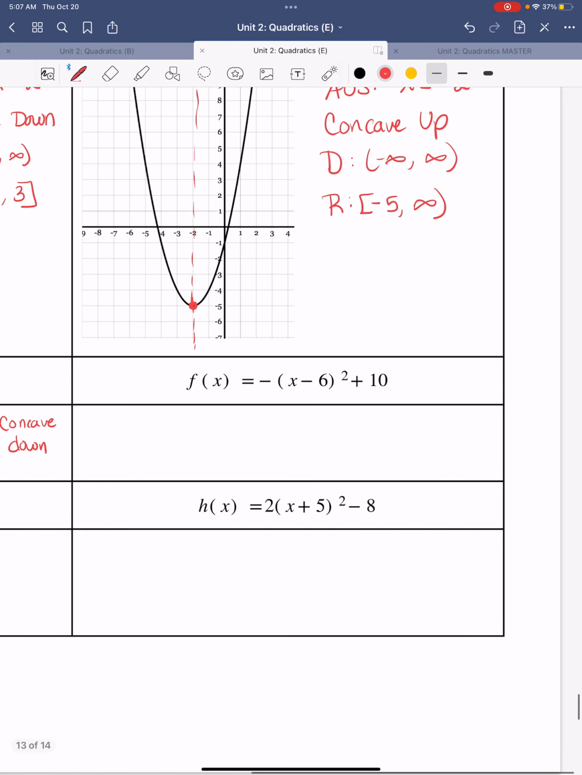All right, here, looking at my transformations first, it's another reflection. And then I'm moving to the right 6 and up 10. So my vertex, if I'm moving to the right 6, that's a positive. So 6, up 10, 10. So 6 comma 10, which means my axis of symmetry is x equals 6. And since there's a reflection, it's concave down.